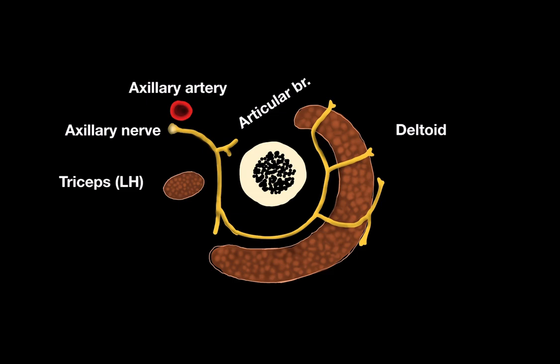Now the posterior division has three branches. First it gives off a branch to the teres minor muscle. Now see here there is a dilatation, a thickening. That is the pseudoganglion. Pseudoganglion, what is ganglion?